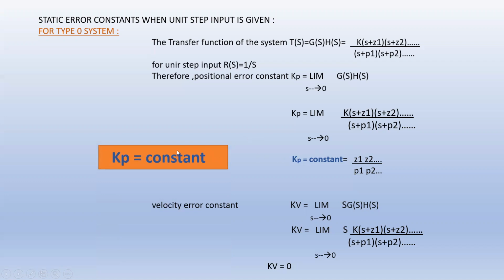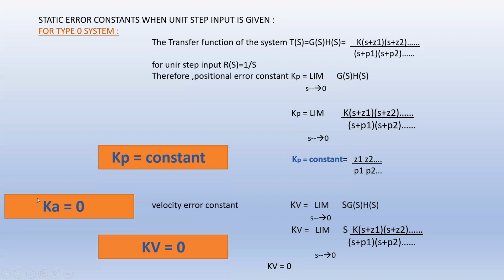So the summary of this video is that for a type 0 system, the positional error constant is constant, the velocity error constant is 0, and the acceleration error constant is also 0.